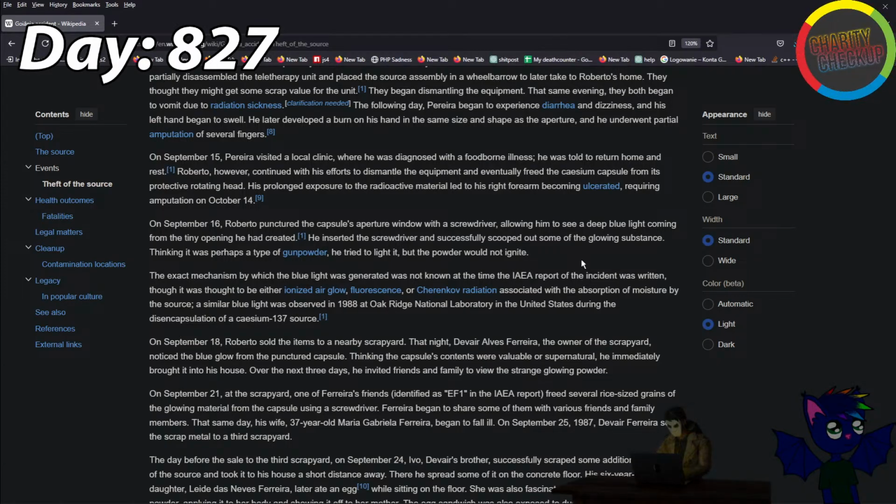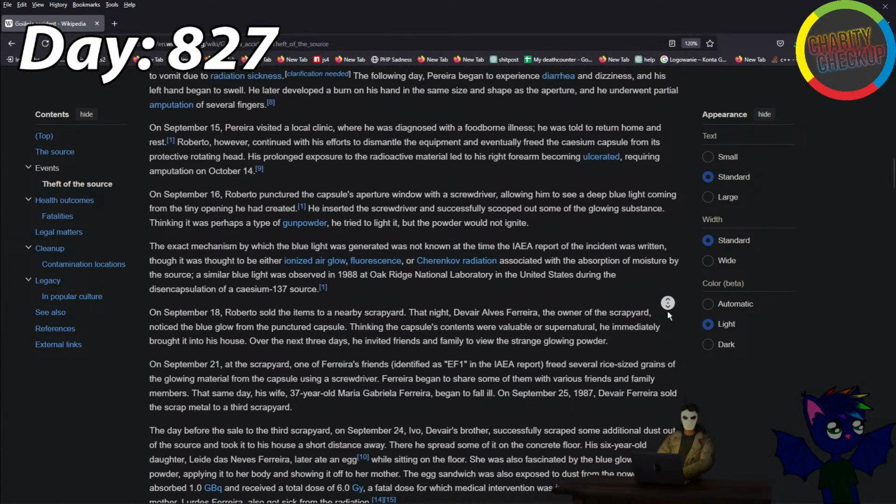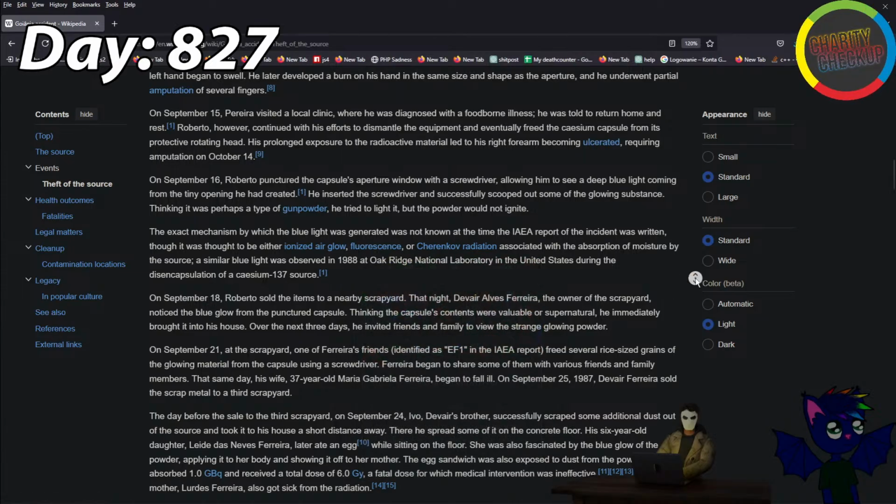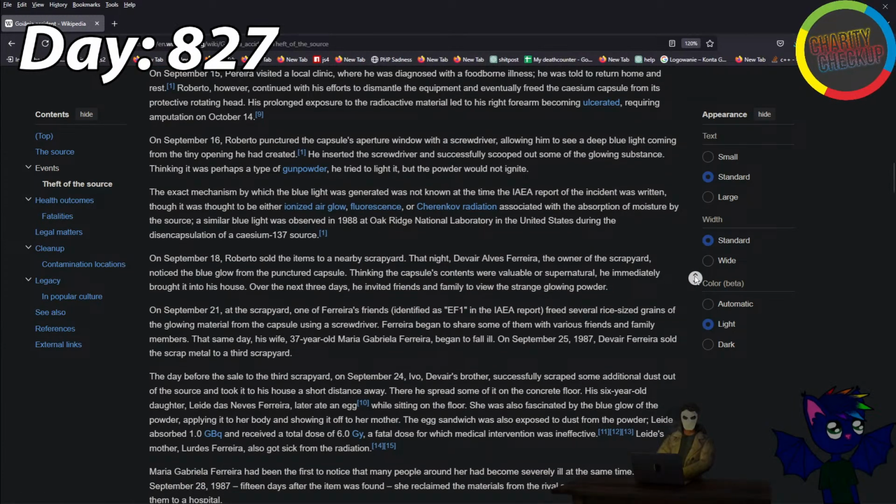You see, when something is glowing... Okay, carrying on. Exact mechanism by which it glows was not known at the time. Ionized air glow, fluorescence, or triangle radiation. I mean, hey, maybe it was fluorescence. It's fine. Yeah, it's just fluorescent, you know how it is. Sometimes scientists just put glowing powders inside of specialized lab equipment, just so that people who then try to sell it for scrap can have a little nice surprise. It's like a Kinder Egg, you know?